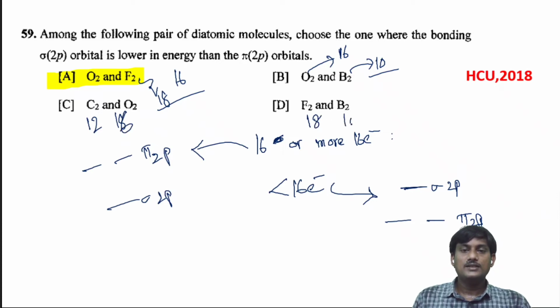Here 18 electrons and 10 electrons. When the number of electrons is 16 or more than 16, then the sigma 2p is lower in energy.